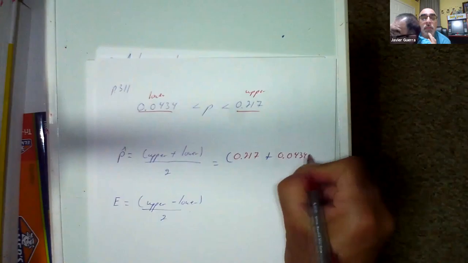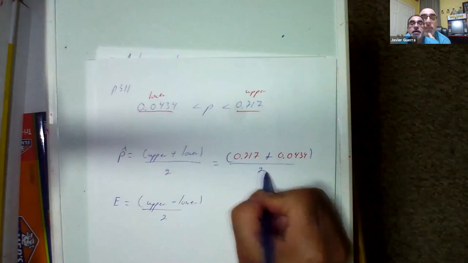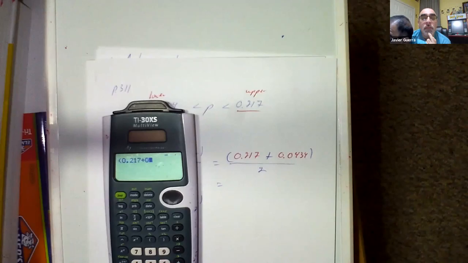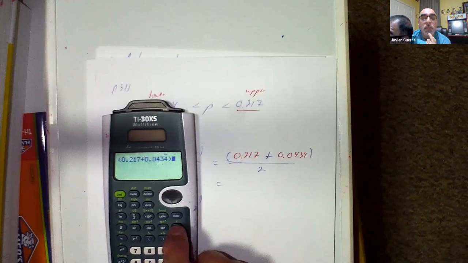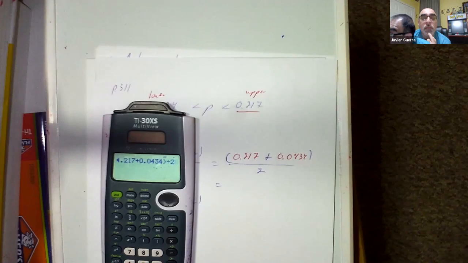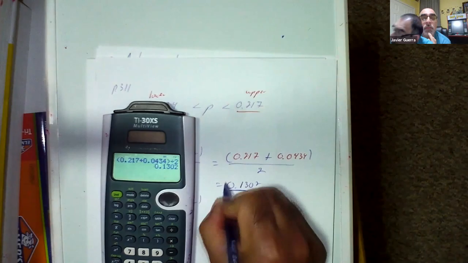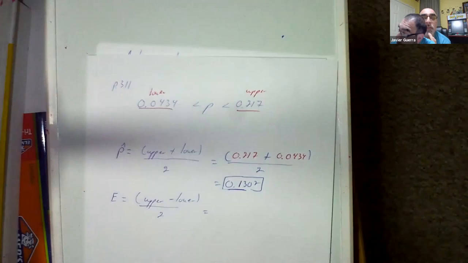Let's calculate that in my calculator. Parentheses 0.217 plus 0.0434, and then divide it by 2. I think I did it right. 0.1302 is your p hat. Your p hat is 0.1302.